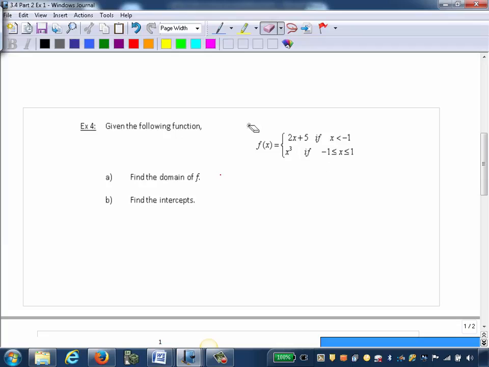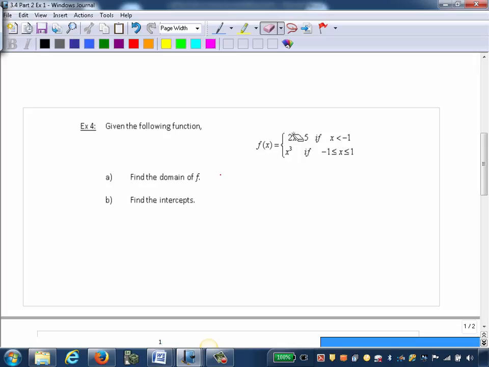So we're given a piecewise defined function here with two distinct pieces. When x is less than negative 1, this graph looks like a 2x plus 5 graph, a line. When x is between negative 1 and 1, including those endpoints, it looks like a cubic function, the increasing snake shape. The x values are defined for each piece right here in the equation.